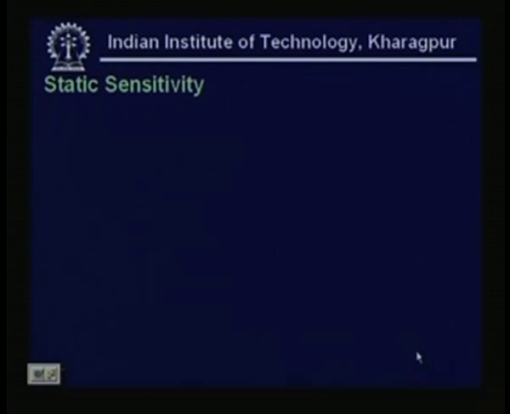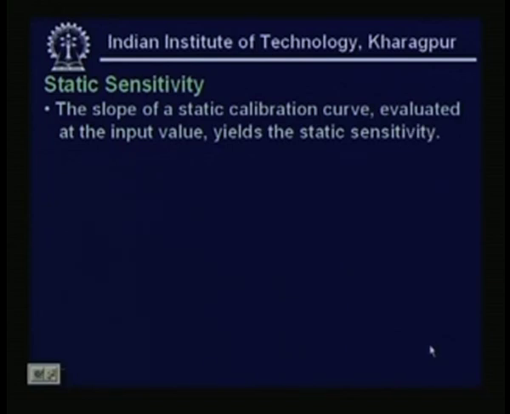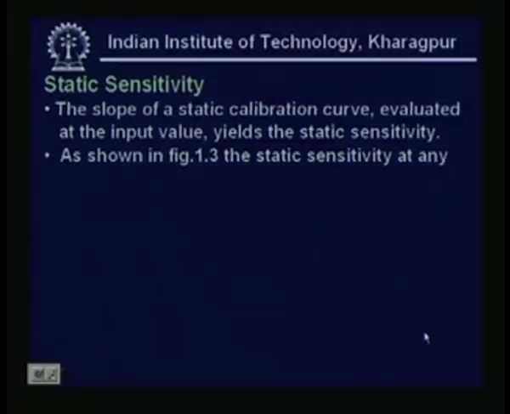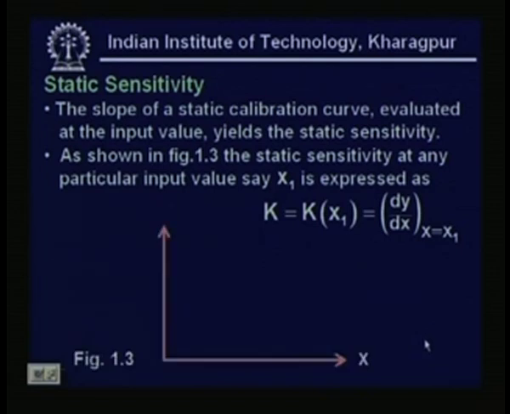Now, static sensitivity is very important. The slope of a static calibration curve evaluated at the input value yields the static sensitivity, right. It means that, as shown in figure 1.3, the static sensitivity at any particular input value, say x1, is expressed as this. This is figure 1, you can see here.